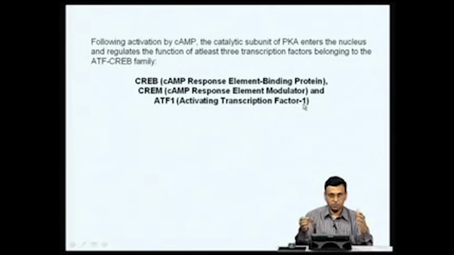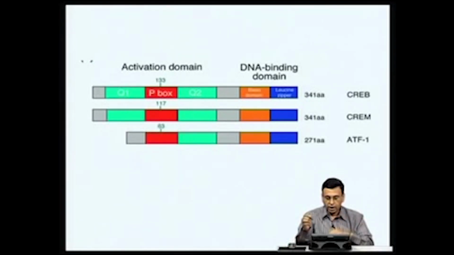Now, what are these? Let us now discuss in detail what are these transcription factors and what are their biological functions. I mentioned some of them here. Here is the CREB. As we had mentioned in the previous class when we discussed in detail the DNA binding domain and transcription activation domains of transcription factors, CREB is a transcription factor which contains a very interesting DNA binding domain consisting of a basic region and a leucine zipper.